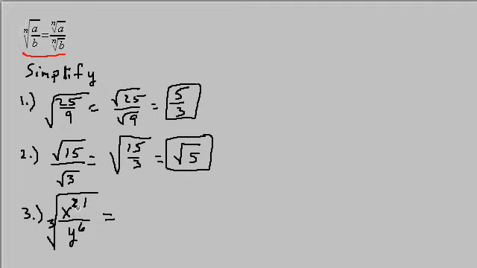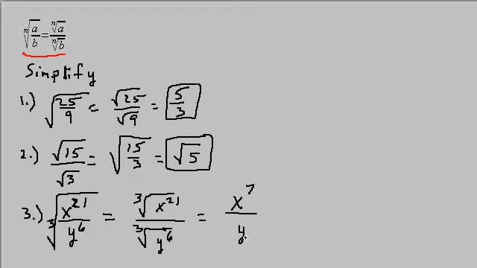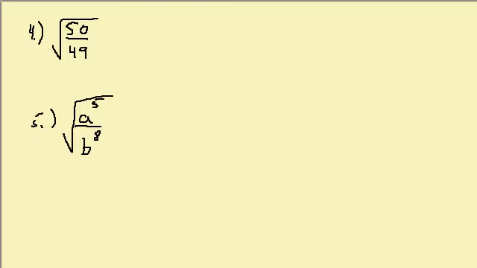Alright, here I have the cube root of x to the 21st over y to the 6th. So I'm going to split them up. So I get the cube root of x to the 21 over the cube root of y to the 6th. And the cube root of x to the 21, 3 goes into 21 7 times, 3 goes into 6 2 times, and so I'm left with x to the 7th over y squared. Alright, let's take a look at a couple more.